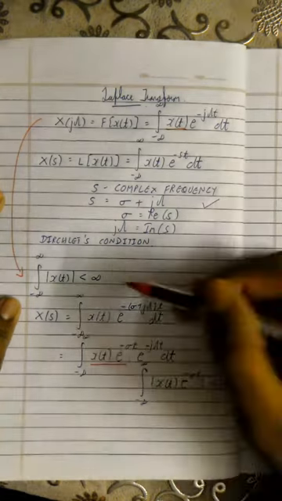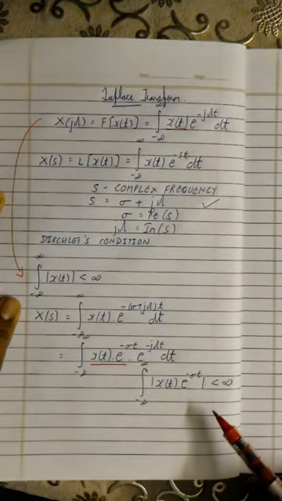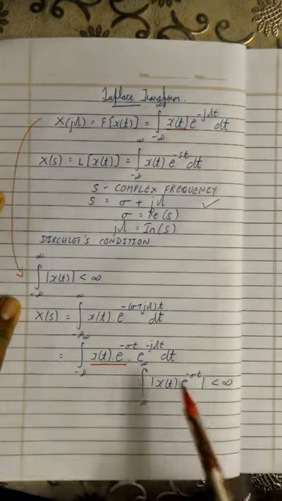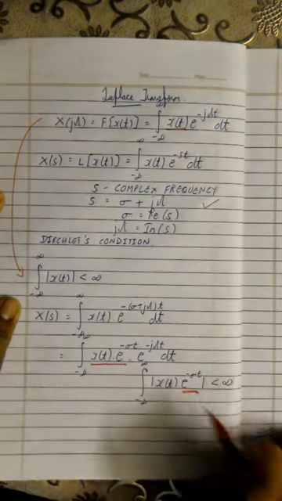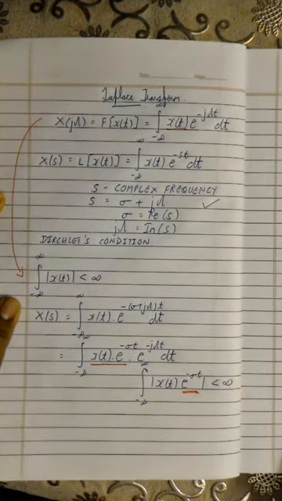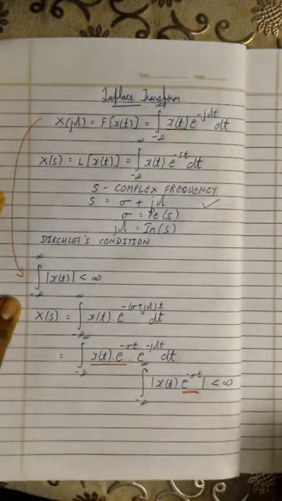This is the Dirichlet's condition of Fourier transform, but this is the Dirichlet's condition of Laplace transform. If you see the difference between these two conditions, this term is the difference, that is e raised to minus sigma t. Okay, so that is the main advantage of Laplace transform over Fourier transform.